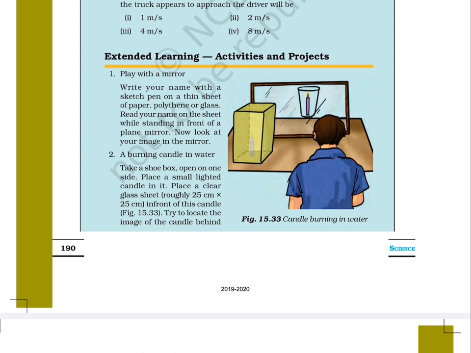2. A burning candle in water. Take a shoe box. Open on one side. Place a small lighted candle in it. Place a clear glass sheet, roughly 25 cm into 25 cm, in front of this candle. You can observe this in figure 15.33. Try to locate the image of the candle behind the glass sheet.